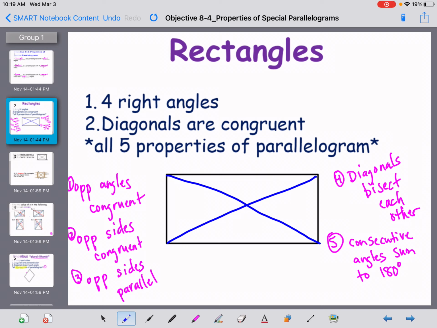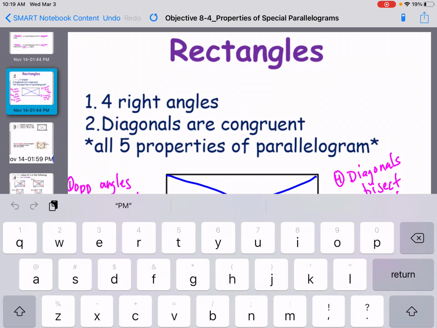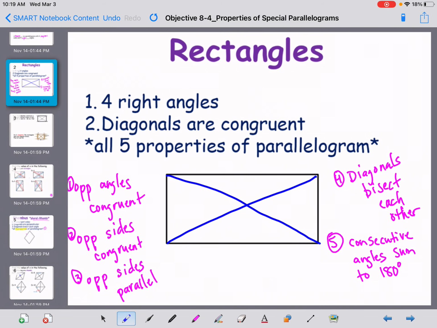Those 5 properties I've written out in pink. Just to refresh your memory, the opposite angles are congruent. The opposite sides are congruent. The opposite sides are parallel. The diagonals bisect each other. And the consecutive angles would sum up to 180 degrees. So we also want to keep those things in the back of our mind as we're working with these rectangles.